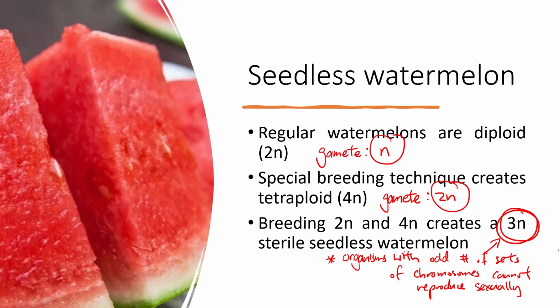How come? Well, if you have 3N, three sets of chromosomes, and you try to make gametes, what's half of 3? 1.5, right? You cannot have 0.5 sets of chromosomes. You're missing a whole bunch. So that's why an odd number of sets of chromosomes cannot undergo sexual reproduction. They cannot produce gametes because the number is not divisible by 2. And that's how you get your seedless watermelons.